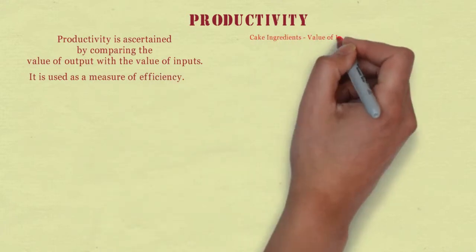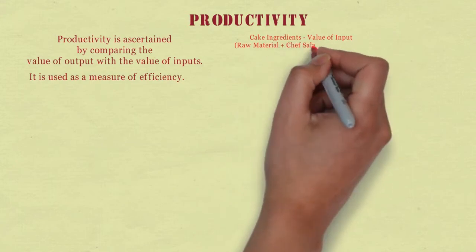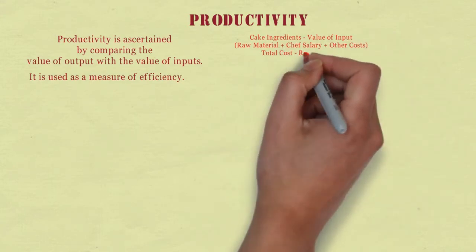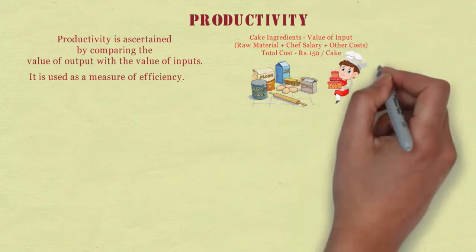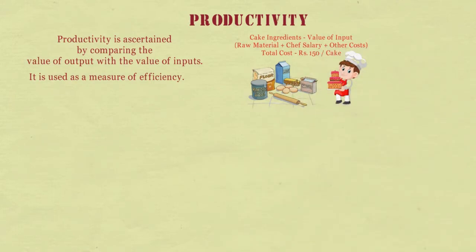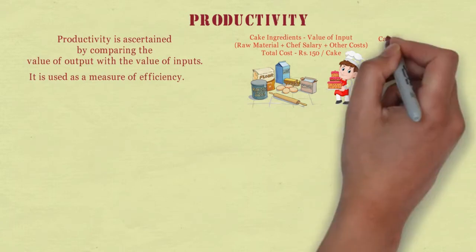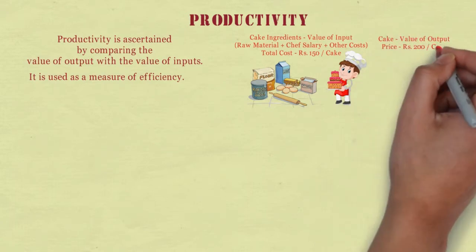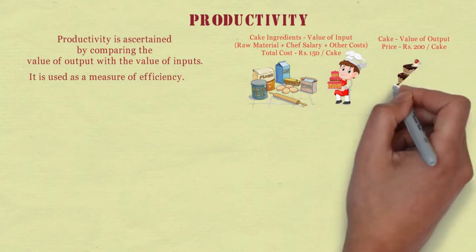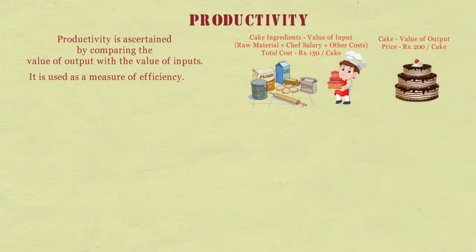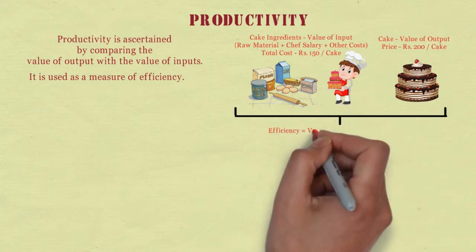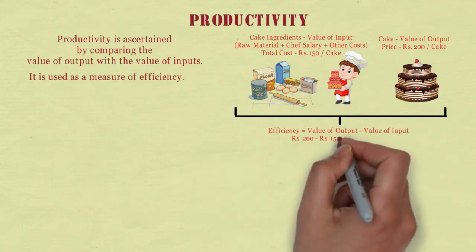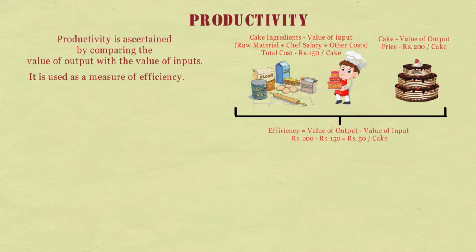Let's take the example of a bakery, where inputs can be raw material, chef salary and other costs like rent. So the value of input is say rupees 150 per cake, whereas the value of output is rupees 100 per cake. So efficiency is the value of output, that is cake, minus the value of input, that is cake ingredients, which is rupees 50 per cake.